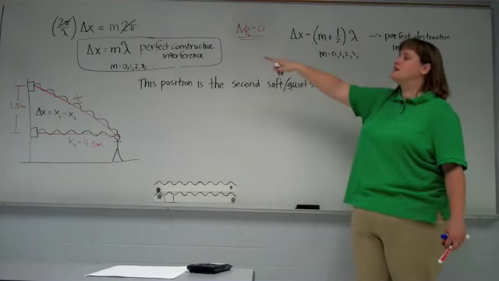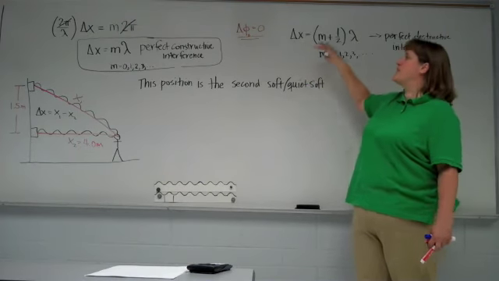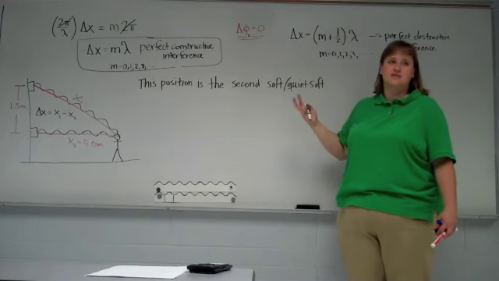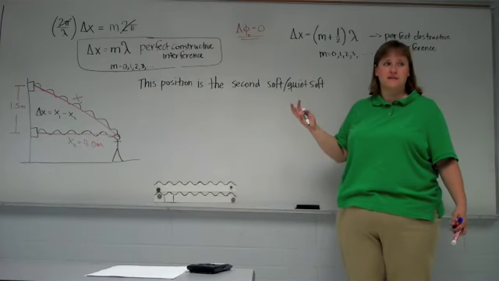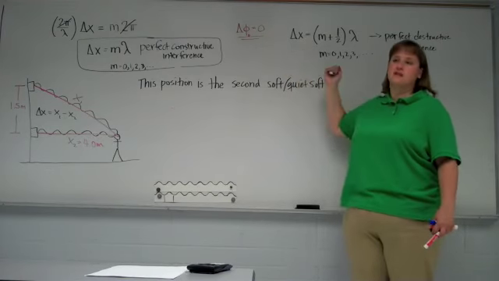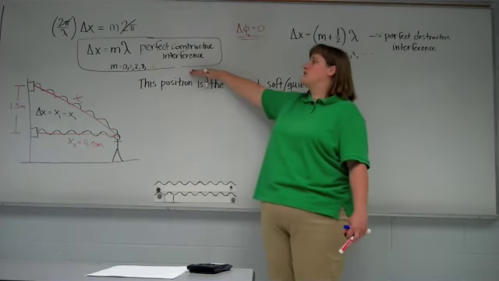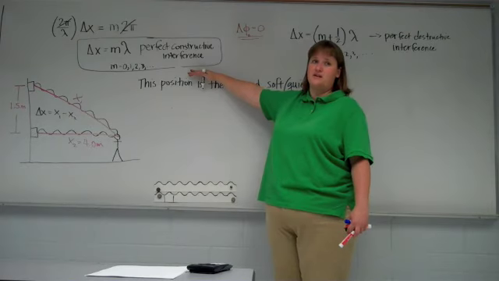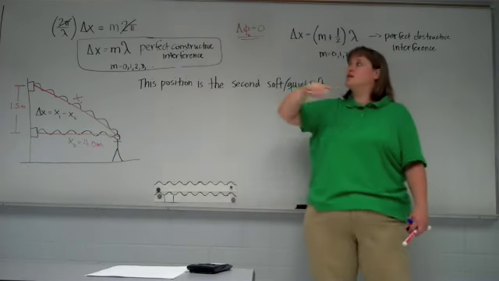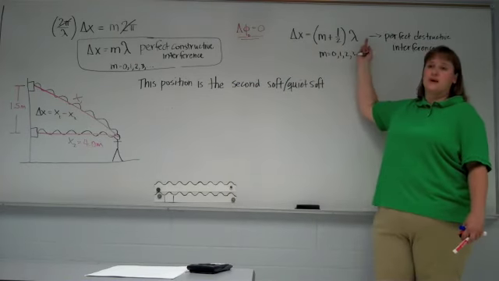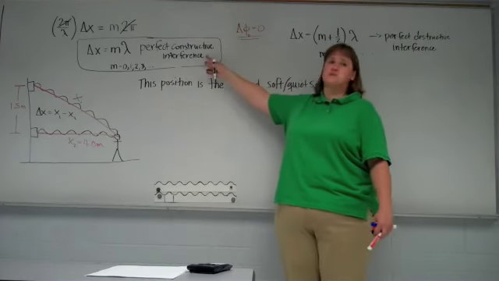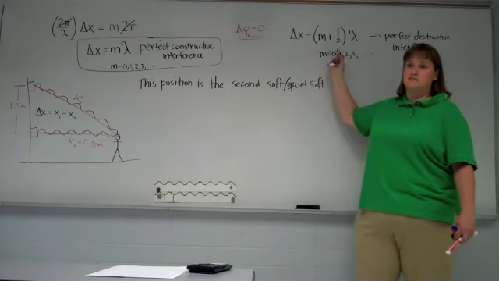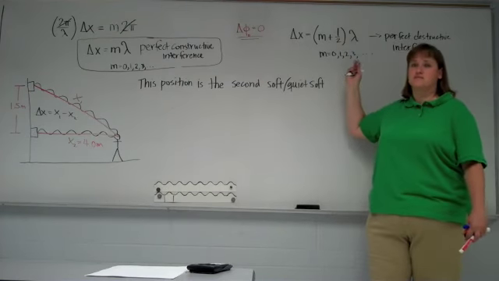Now granted, if delta x is something in between m lambda and the quantity m plus 1/2 times lambda, you're still going to hear the sound. It's still going to be interference. It just won't be perfect either way. So when you pass through a point where it's particularly loud, that's a perfect constructive spot. If you keep walking away from the speaker, you'll pass through a point where it's really quiet. Keep walking and you'll get to another point where it's loud again, soft again, loud again, soft again. Does that make sense?